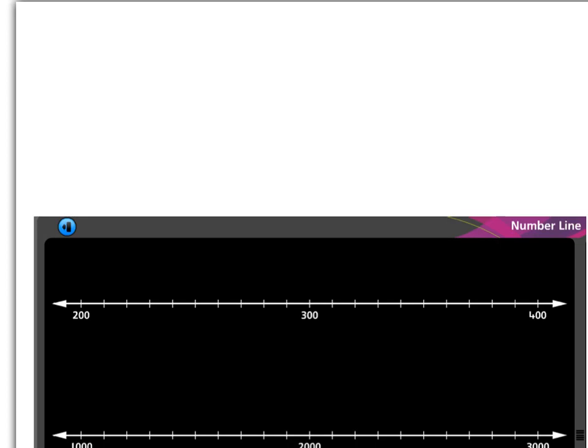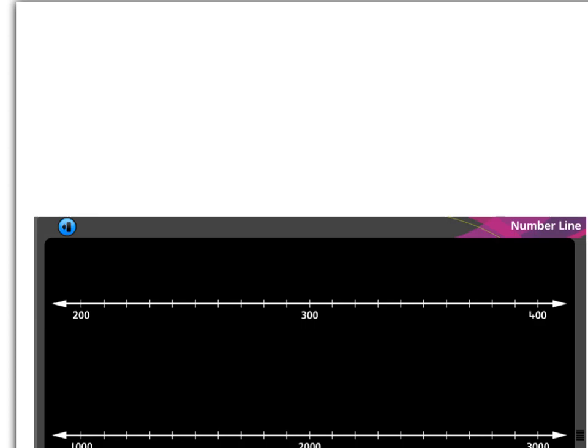Let's count up how many marks are in between the number 200 and the number 300. 1, 2, 3, 4, 5, 6, 7, 8, 9, 10. 10 marks between the number 200 and the number 300. Let's see if those marks might be worth 10 each. 200, 210, 220, 230, 240, 250, 260, 270, 280, 290, 300. Yes, they're each worth 10.